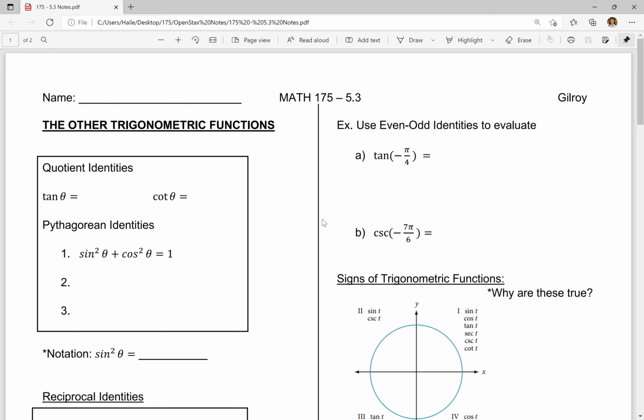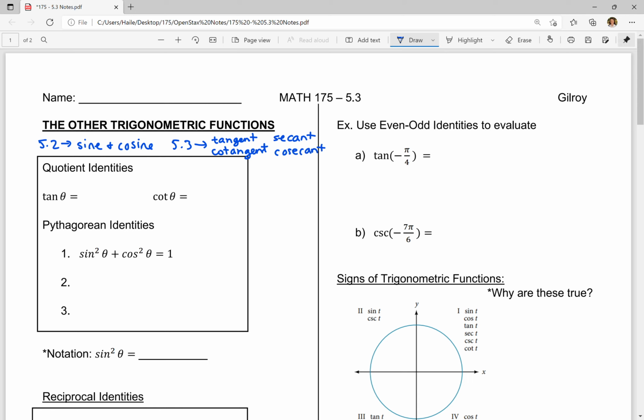In this video, we're going to talk about all the trigonometric functions that we didn't talk about in 5.2. So if you remember in 5.2, we talked about sine and cosine. Now in 5.3, we're going to talk about tangent, cotangent, secant, and cosecant.